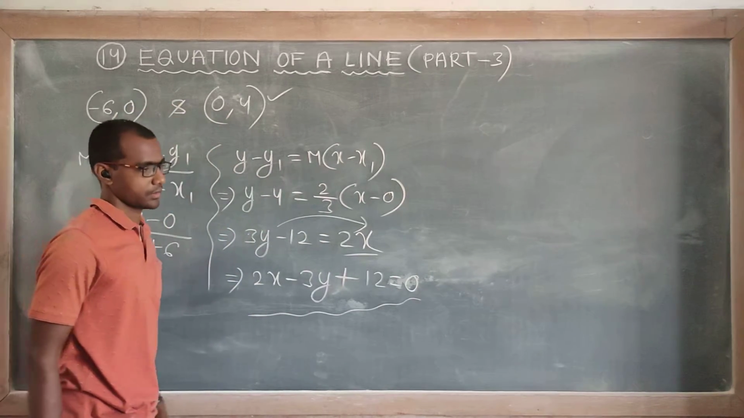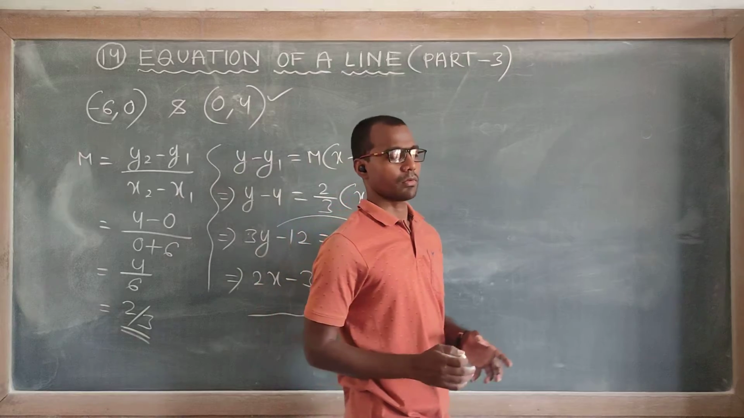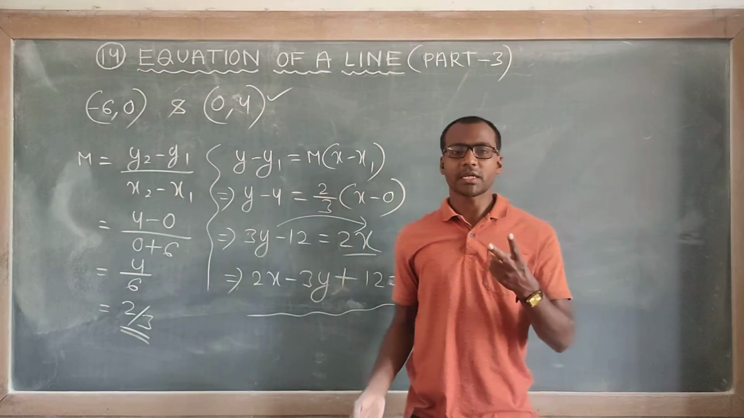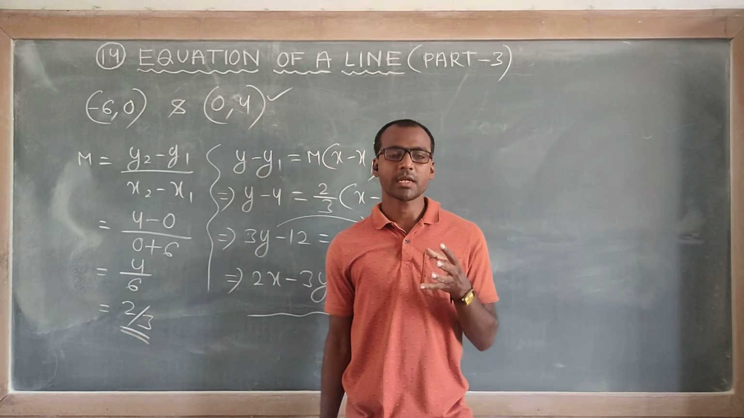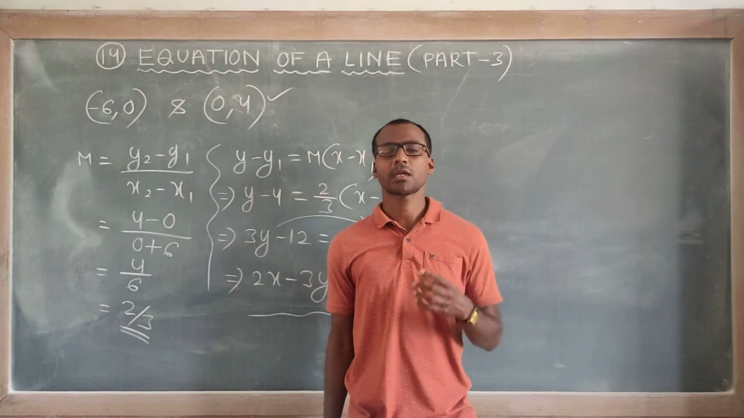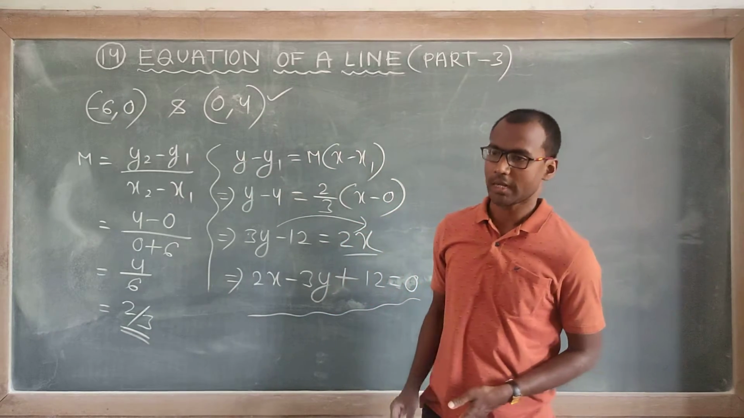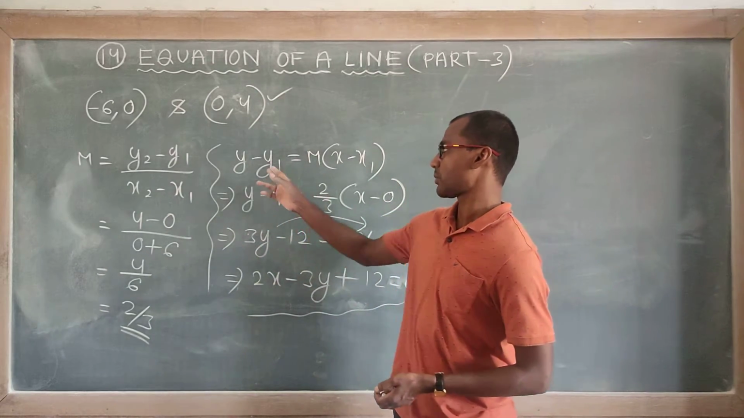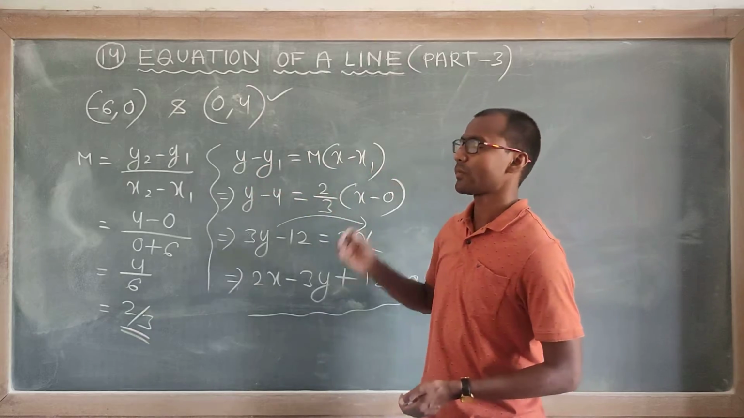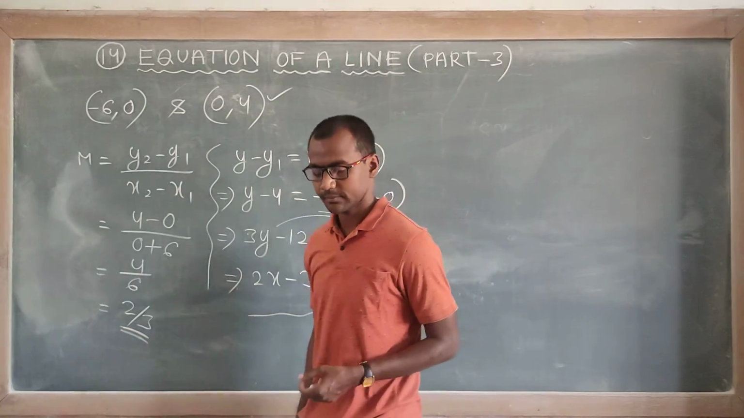So when two points through which a line is passing are given, you can easily find the equation of the line. First you find the slope, then you can use any point and put the values in the slope point formula, and you will get the equation of the line.